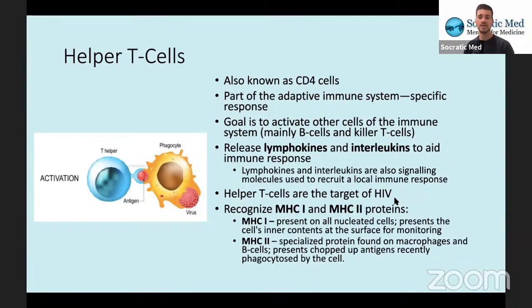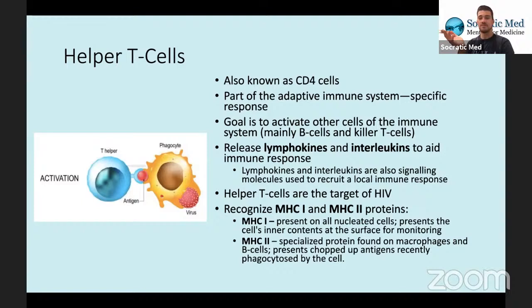The helper T cells recognize MHC1 and MHC2 proteins. I believe they mostly recognize MHC2 proteins, but have just recently been found to also recognize MHC1. So MHC1, they're just proteins that sit on the outside of the cell. MHC1 are present on all nucleated cells in your entire body. What they do is they randomly take inner contents of the cell, chop them up, and display them on this MHC1 to the outside of the cell. So it's basically just sticking out the internal.